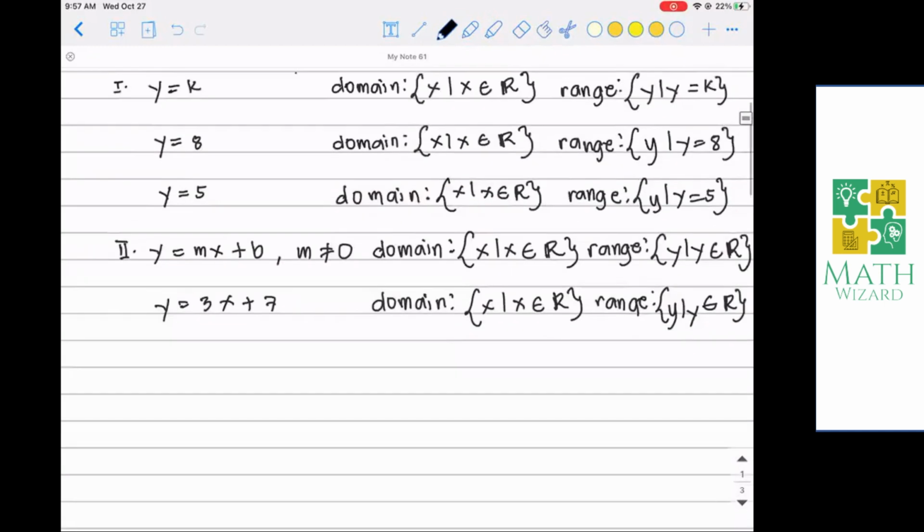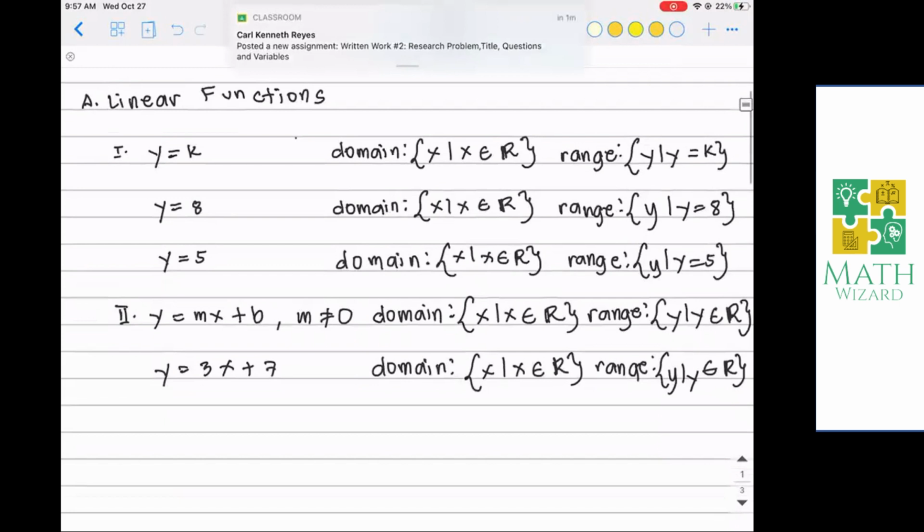Therefore, ang magiging value ng range natin ay y, such that y is the set of all the real numbers. Pero having this formula, na kapag it's in the format of y is equal to mx plus b, without solving, automatically alam na natin ang sagot. The domain is all the real numbers, and the range is also all the real numbers.